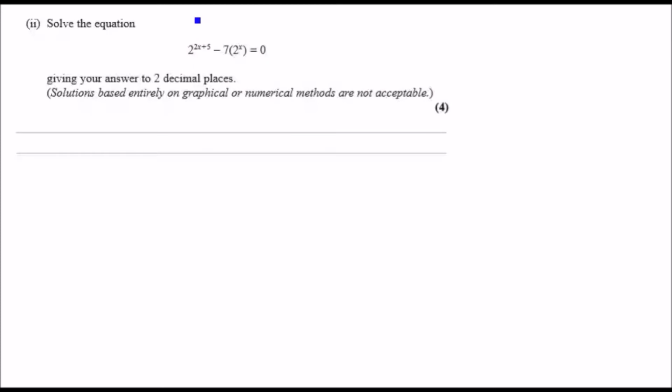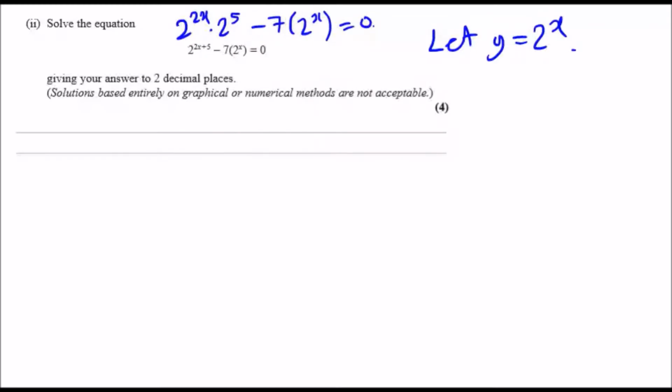How do we know? Well, let's work with 2 to the power x. Let's just say, for the sake of it, y equals 2 to the power x. This means if we look at the first term, 2 to the power 2x plus 5, we can partition this as 2 to the power 2x times 2 to the power 5. Okay, and of course copy the rest out. Again, just a quick rule: when you're multiplying two terms with the same base, like 2, you add the powers. So we can split them up and write it like that.